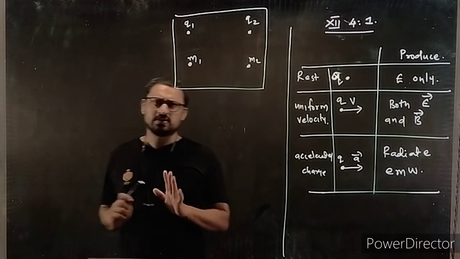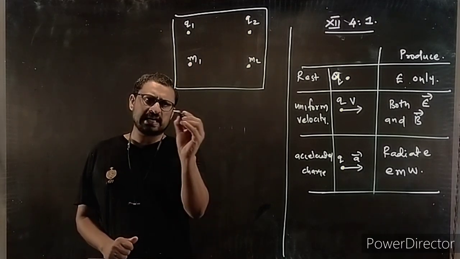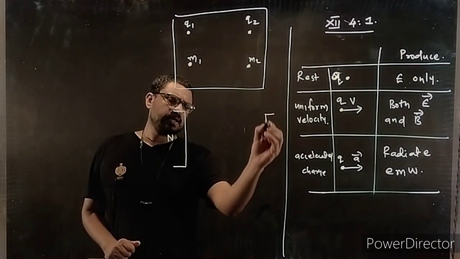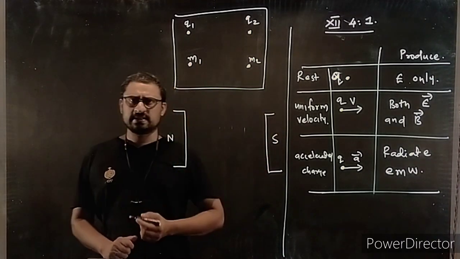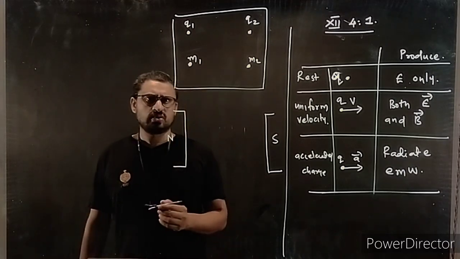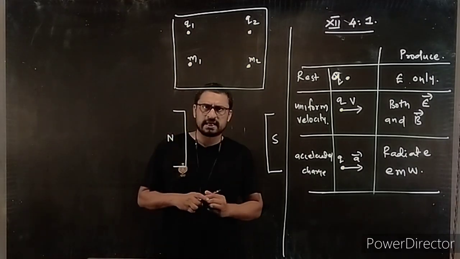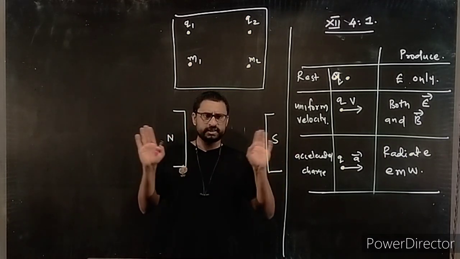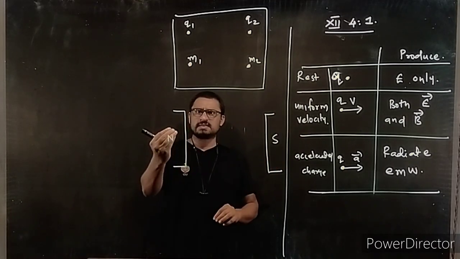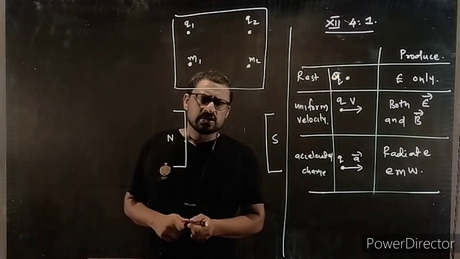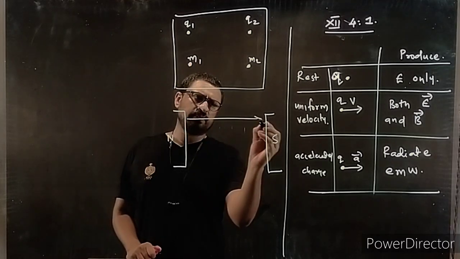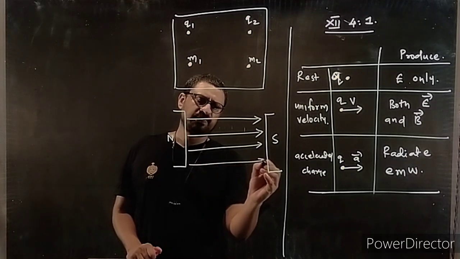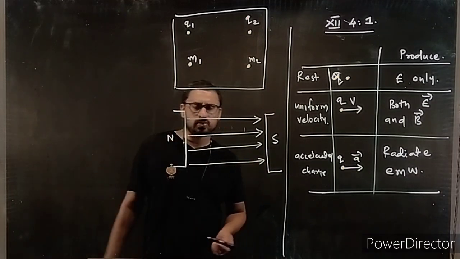So now you just imagine one thing. You have the north pole of a magnet and the south pole of a magnet. Suppose the magnet is a horseshoe shaped magnet like this. This side is the north pole and this side is the south pole, something like that. So you can expect a magnetic field from north to south. That you have to understand. The magnetic field will be from the north pole to the south pole.